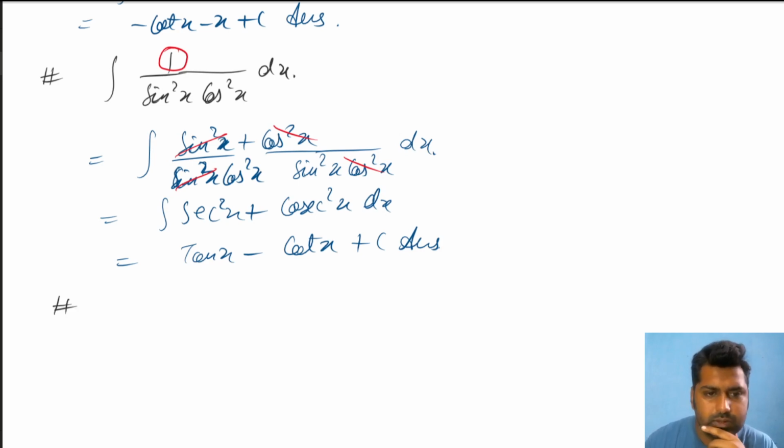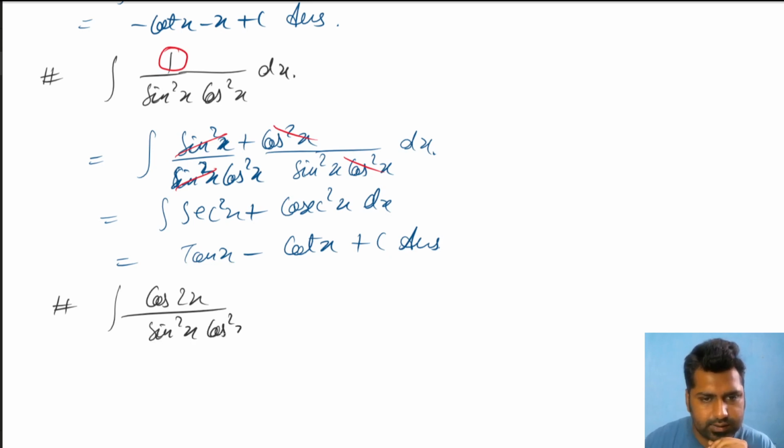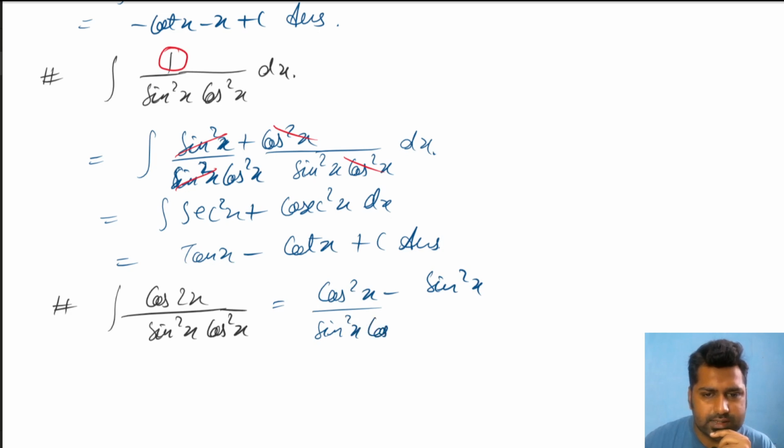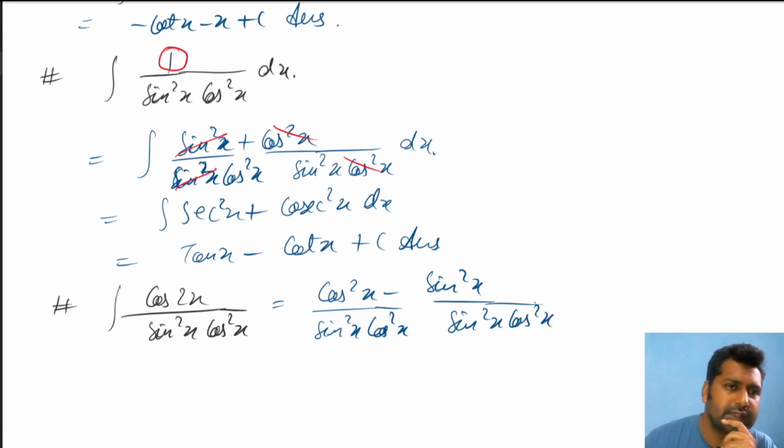Let's look at one more question. Same, pretty much close enough idea. Cos 2x this time. So at least something is in the numerator, and denominator is still the same, sine square x, cos square x. Now what is cos 2x? Remember, one property of cos 2x is cos square x minus sine square x. And you have the same denominator, sine square x, cos square x, split it in two parts. What is the benefit? The benefit is that we can still cancel this.